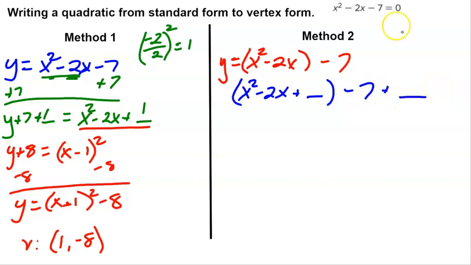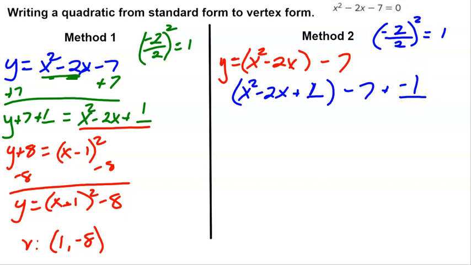So my b is negative 2. Divide that by 2. That gives us negative 1. Square that, and that gives us 1. So I have a 1 out here. Since I don't have a number besides a 1 on the outside here, it's just going to be 1. But because it's on the inside of the parentheses, I have to do the opposite on the outside. So I'm going to subtract 1 here.